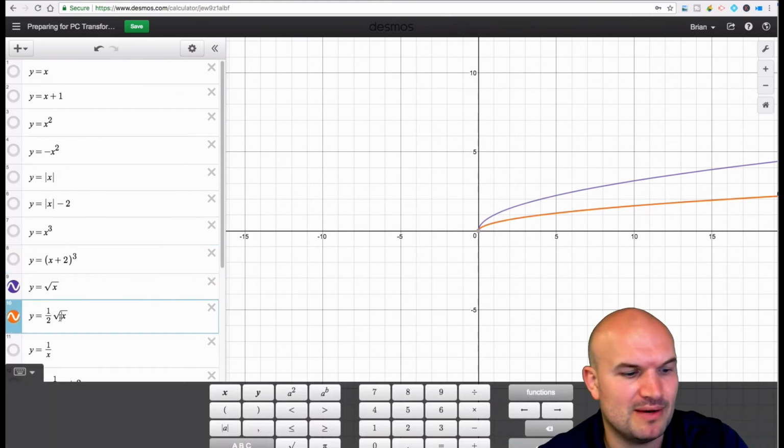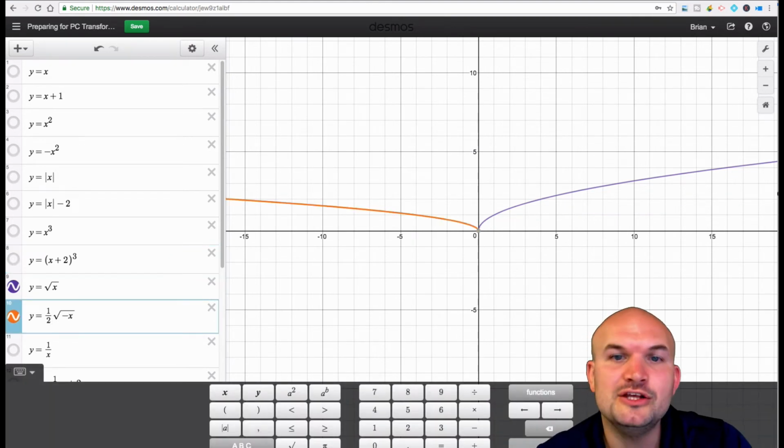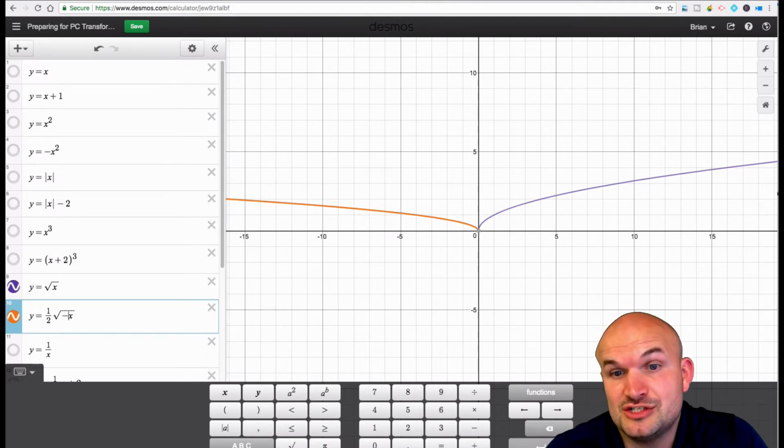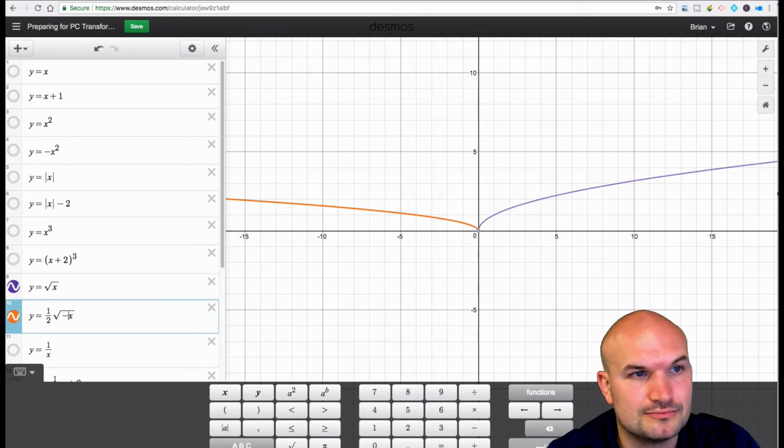And then if we multiply it by a negative on the inside, you can see that that is going to reflect it about the y-axis. Now, the reflection does change the domain, right? It doesn't affect the range. The range is still from 0 to infinity, but now you can see that the domain has basically flipped. So there's 2 transformations going on here.